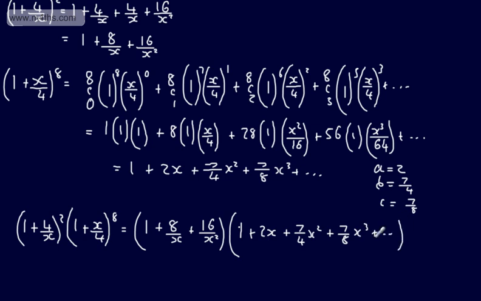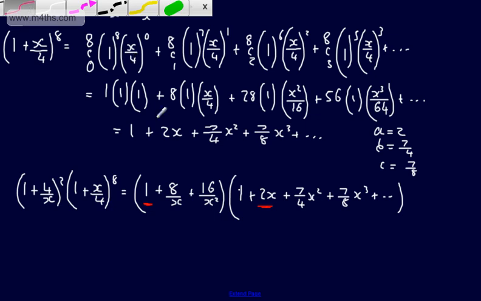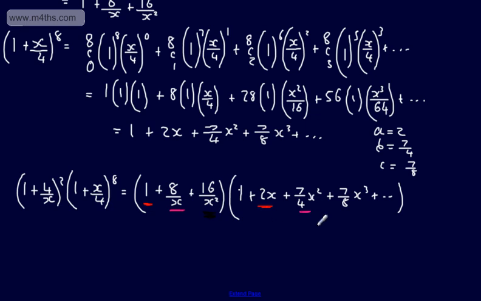If we consider what we're looking for, we're looking at terms in x. So if I go from here, what we can see now is the following. I'm going to have the 1 multiplied by the 2x. I'm going to have now the 8 over x, and I need to multiply this by the 7 over 4x squared. One of those will cancel. And then finally what we're going to have is the 16 over x squared. So if I grab this one up, we've got now the 16 over x squared multiplied now by the 7 over 8x cubed. So let's go ahead and do that.